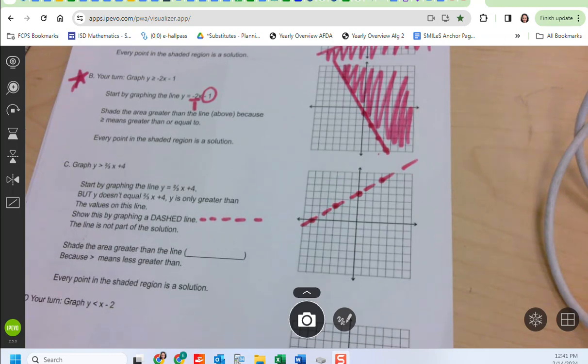Raise your hand if you can tell me why I made a dashed line there. Raise your hand if you can tell me why it's a dashed line. I see 1 hand, 2 hands. I want to see more. 3 hands, good. 4 hands, very good. Angel, why is it a dashed line?